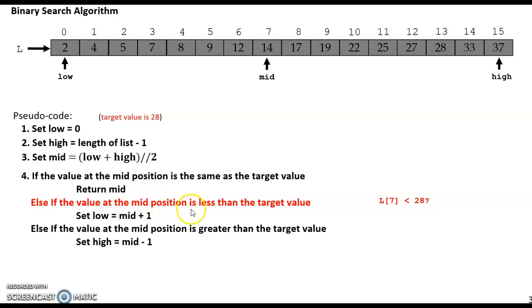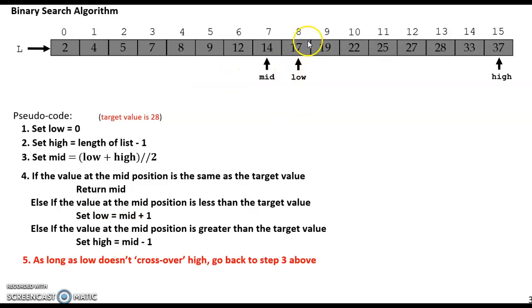Else if the value at the middle position is less than the target value. So is the value at the middle position less than the target item? So is 14 less than 28? As we can see above there, yes it is. So then we go in here and we set our low to the middle plus 1. And basically, as we say, we're cutting off now the first half, because our target value lies after the middle value. We're going to cut off everything to the left. So bye-bye to everything to the left. So there's our new low now, which is index position 8.